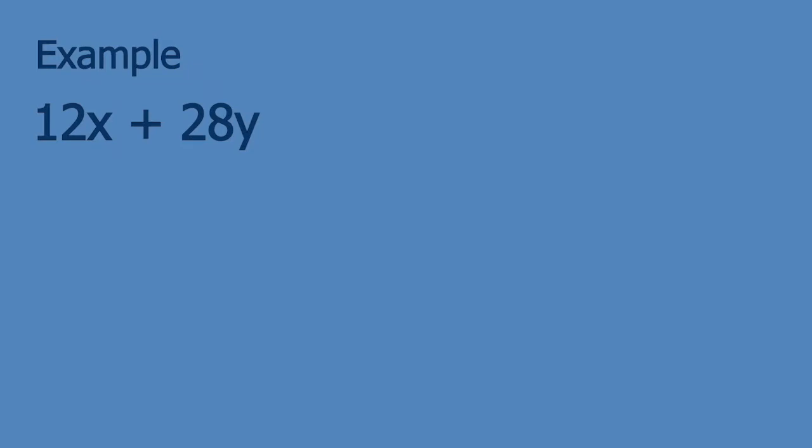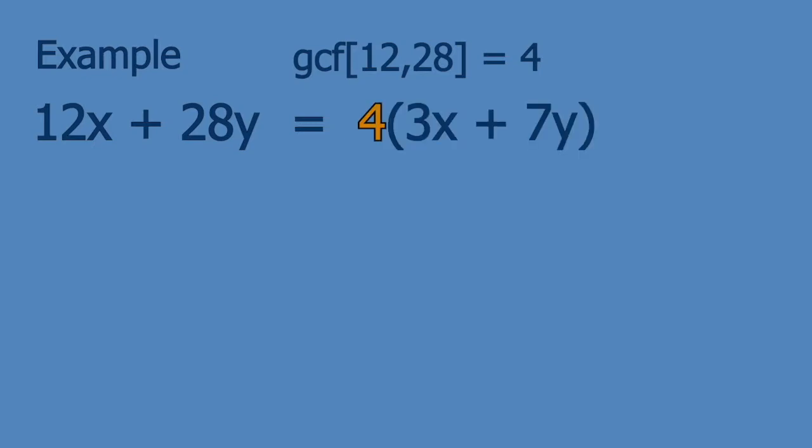Let's look at this expression. 12x plus 28y. From our previous example, we know that the greatest common factor between 12 and 28 is 4. In this case, if we have to factor out the greatest number from both x and y terms, we know that we're going to factor out 4. And when we factor out 4, what's left over is 3x plus 7y. And we know that we cannot factor out anything else. We are done in that situation.